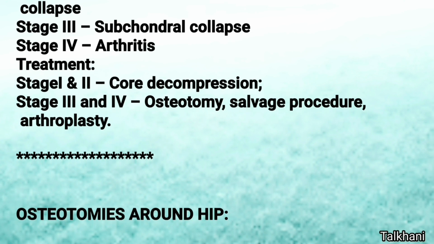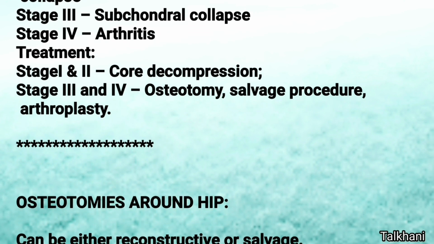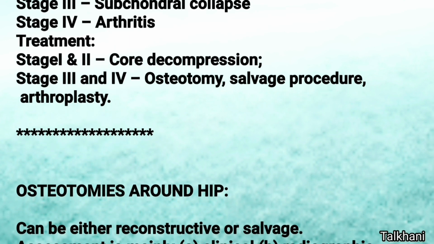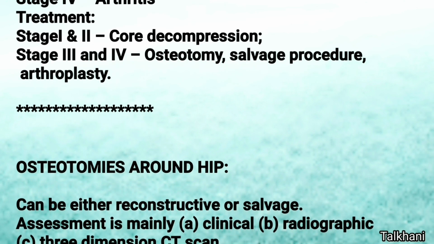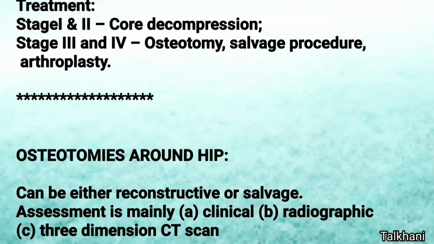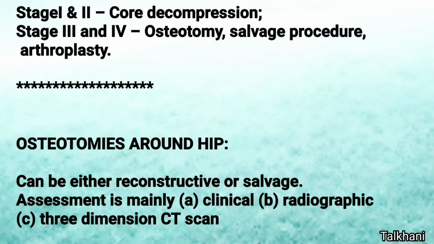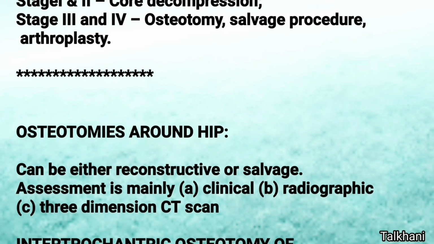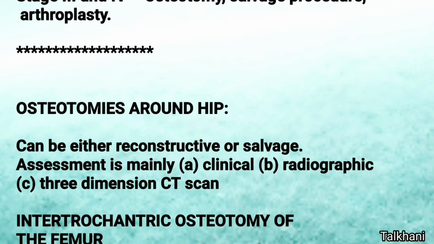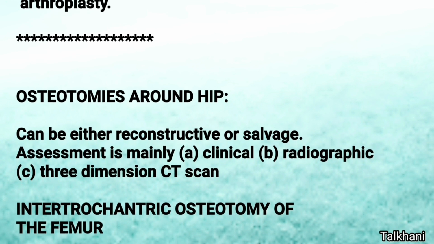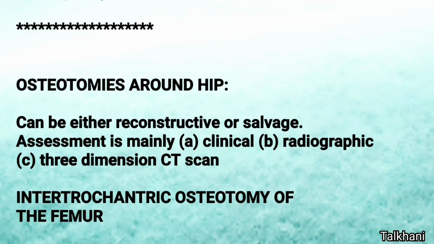Treatment. Stage 1 and 2, core decompression. Stage 3 and 4, osteotomy, salvage procedures or arthroplasty. Osteotomies around the hip can be either reconstructive or salvage procedures. Assessment is mainly clinical, radiographic or 3-dimensional CT scan assessment.